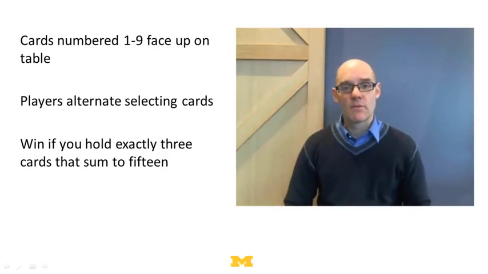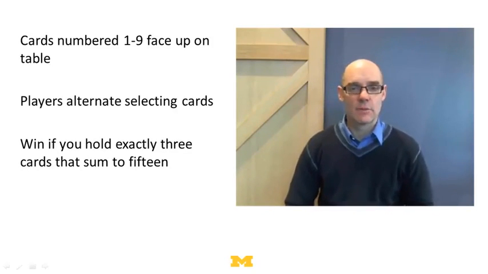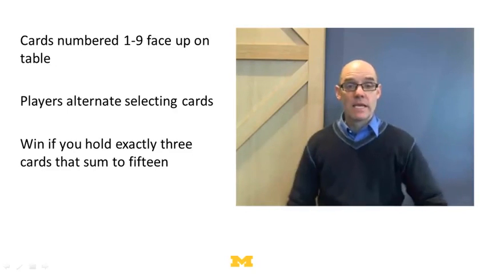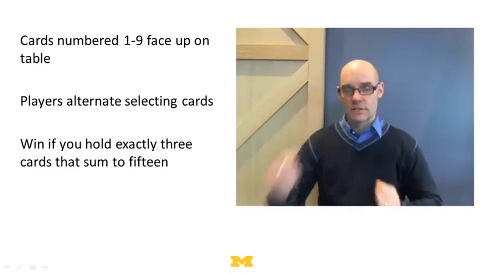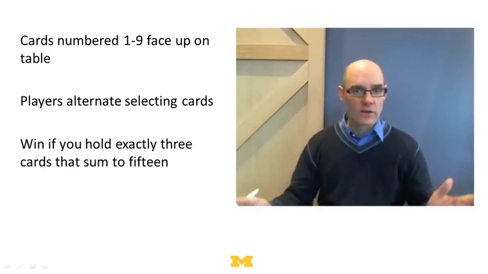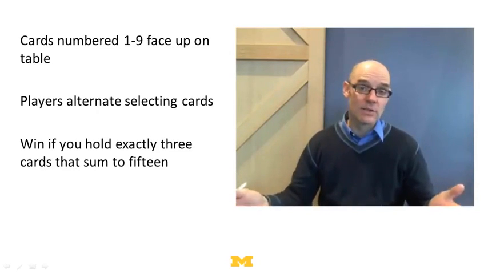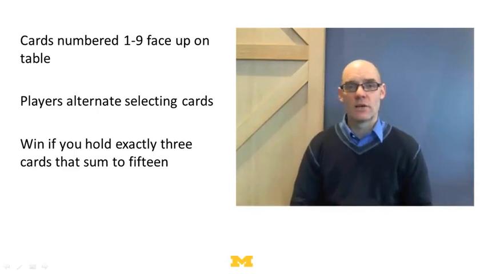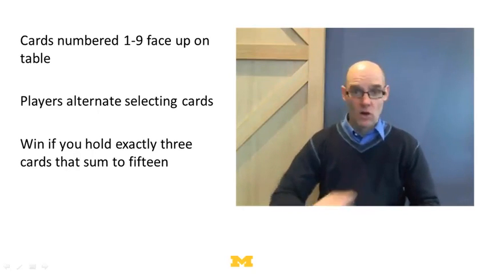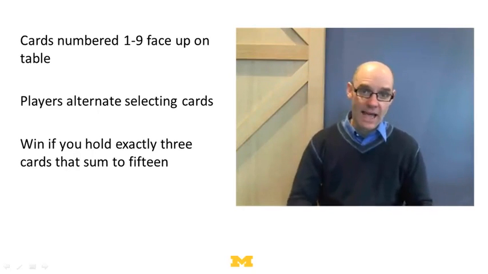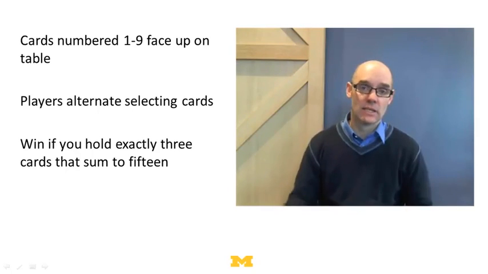Okay, so here's how Sum to 15 works. There are cards numbered from 1 to 9 face up on a table. Imagine 9 cards in front of you. There are 2 players. Each person takes turns taking a card until all the cards are gone, possibly, or you could end sooner. If anybody ever holds 3 cards that sum up to exactly 15, they win. That's the game. So really simple: 9 cards, alternate taking cards. If you ever get exactly 3 that sum to 15, you win.